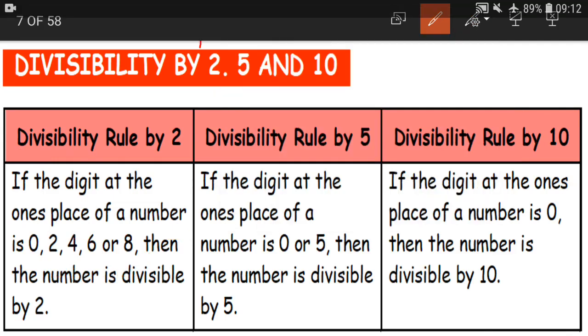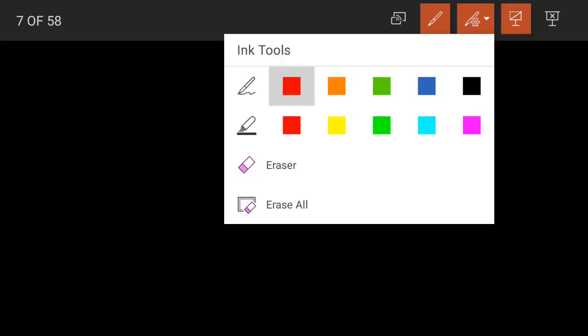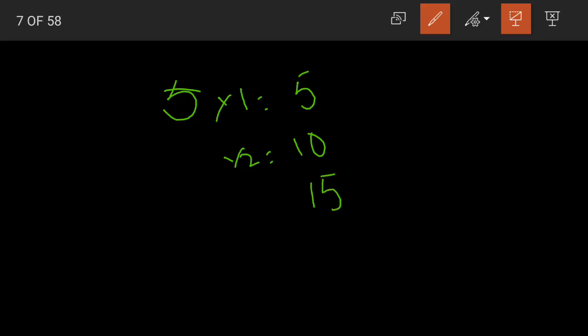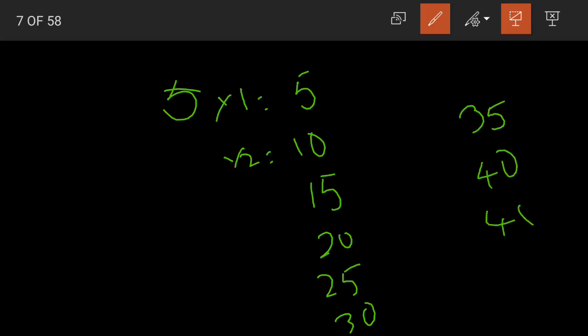Okay? Now coming to divisibility rule by 5. Now the divisibility rule for 5 is very easy, children. But before discussing that, let us see how 5 table is. I am writing the multiples of 5, that is 5 ones are 5, 5 twos are 10, 5 threes are 15. Let me write it fast, then we'll discuss.